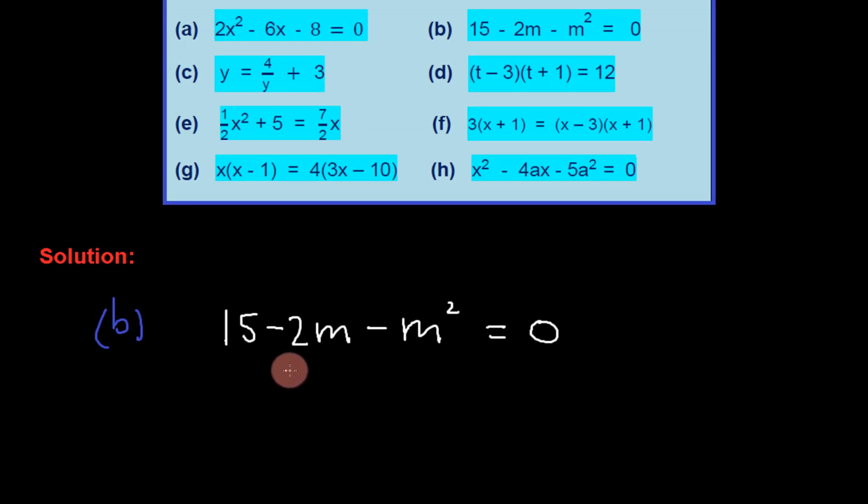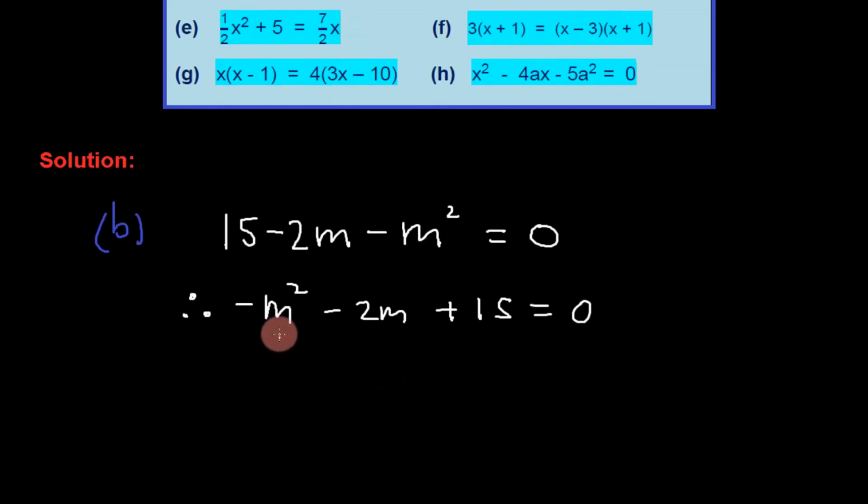Let's look at B. Here we first have to rewrite the equation in standard quadratic form. So we're going to change the order of these terms. So negative m squared, so the term in m squared first, then negative 2m, the term in m, and then plus 15. We also never factorize with a negative in front, so we can multiply through by negative 1. Of course, all these signs will change.